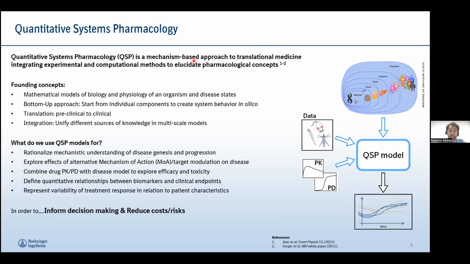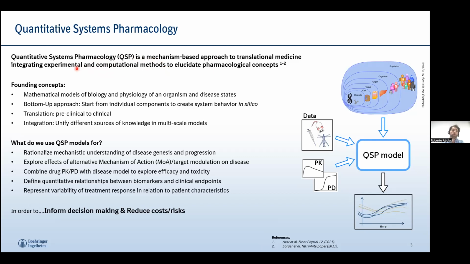And this is quite a complex definition. I would just like to stress a few concepts. So it's a mechanism-based approach in translational medicine. So it's trying to convey knowledge that has been collected preclinically through different sets of experiments and make it applicable at the clinical level by integrating both experimental and computational methods. So there are computational methods. This is maybe the primary link to chemical engineering. There is a strong component of modeling, but there is also a strong integration with experiment and availability of data.